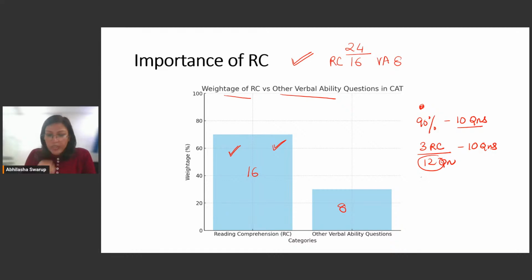However, if you were to depend on VA for this, you will not be able to do it.